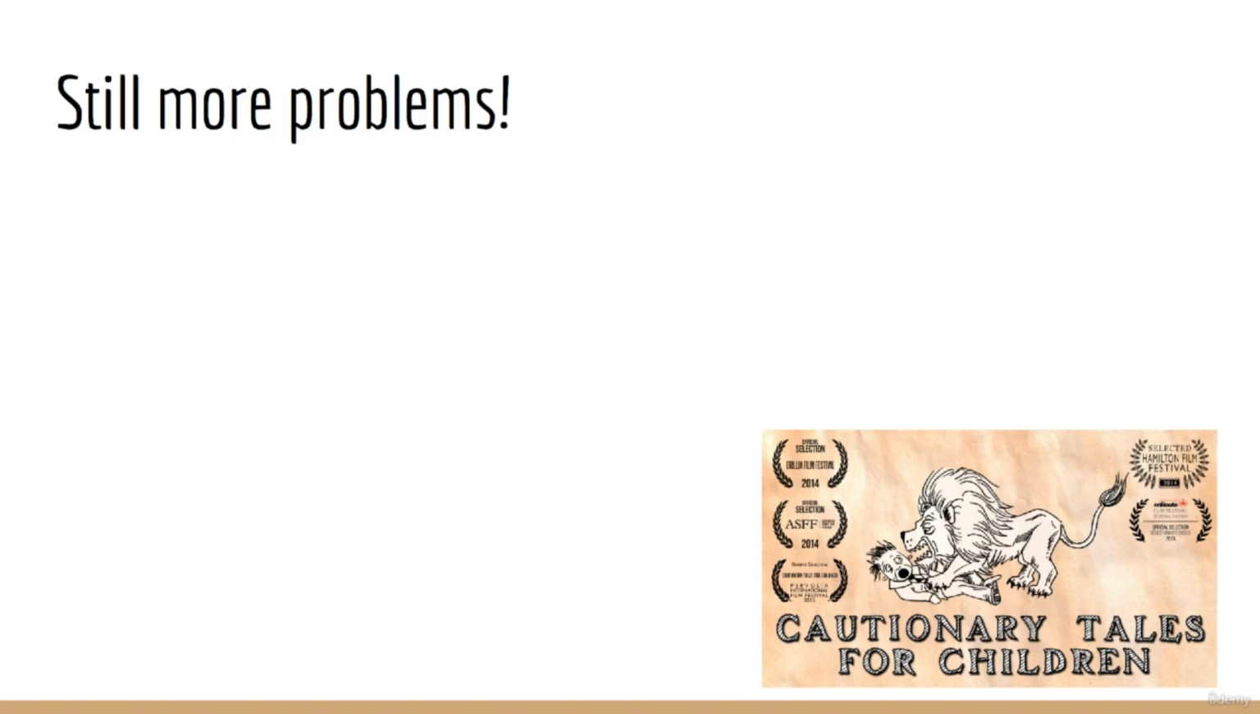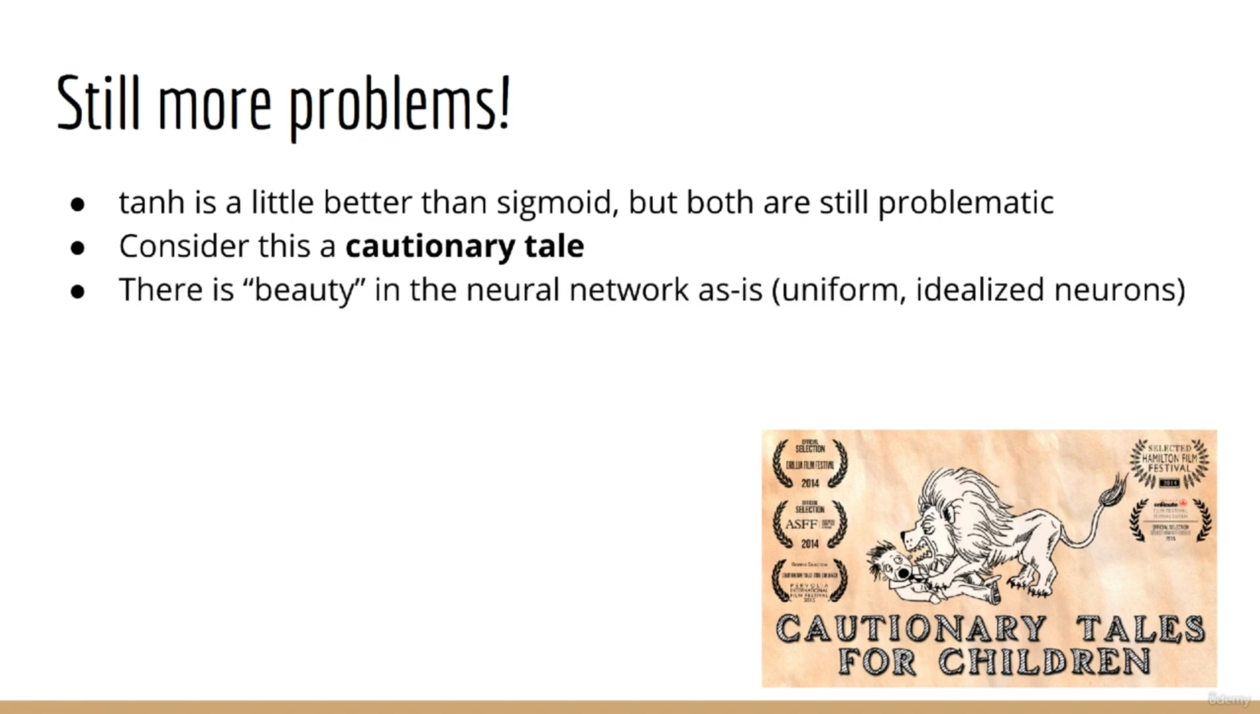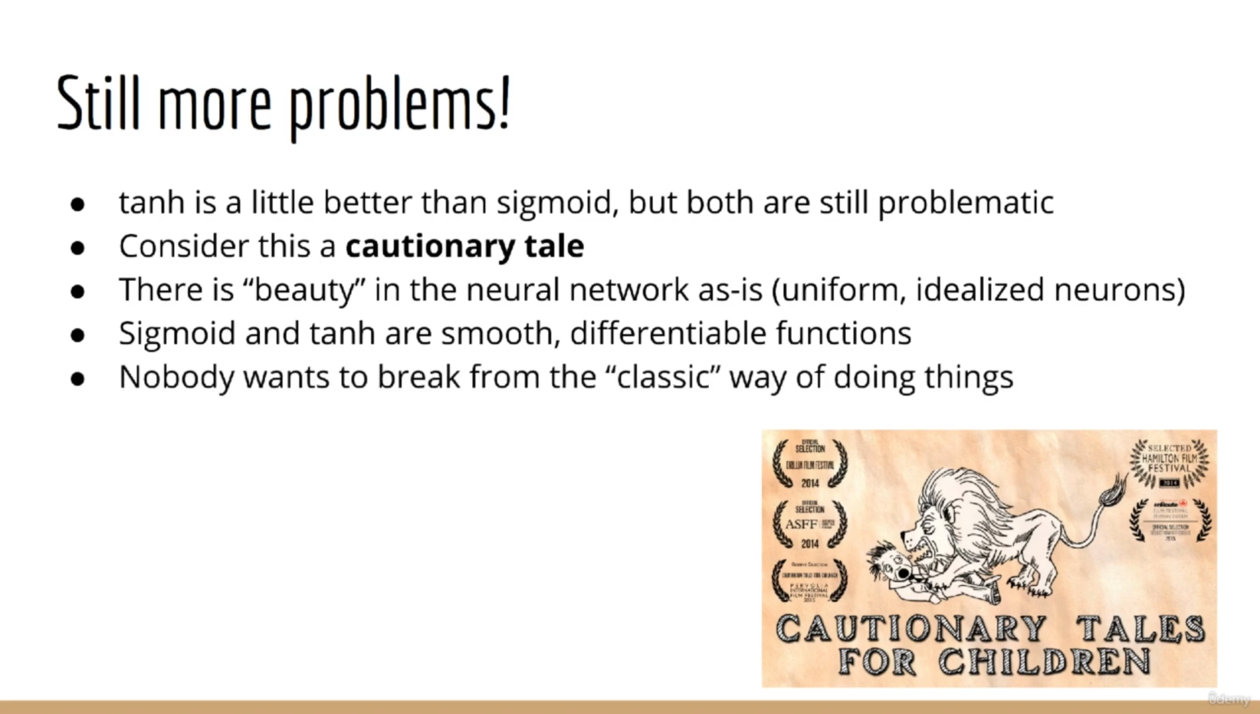Now, although the tanh is a little better than the sigmoid, the story is not over. In modern deep learning, researchers have figured out that there's actually a problem with both of these activation functions. I like to tell this story as a bit of a cautionary tale. For a long time, researchers were very attached to the beauty of neural networks as is. They liked this idea of a uniform neural network made up of idealized neurons. They liked this idea that the sigmoid, and hence also the tanh, were smooth differentiable functions. It is mathematically convenient and beautiful. The problem is they don't work that well, but nobody wanted to break away from this classic way of doing things.